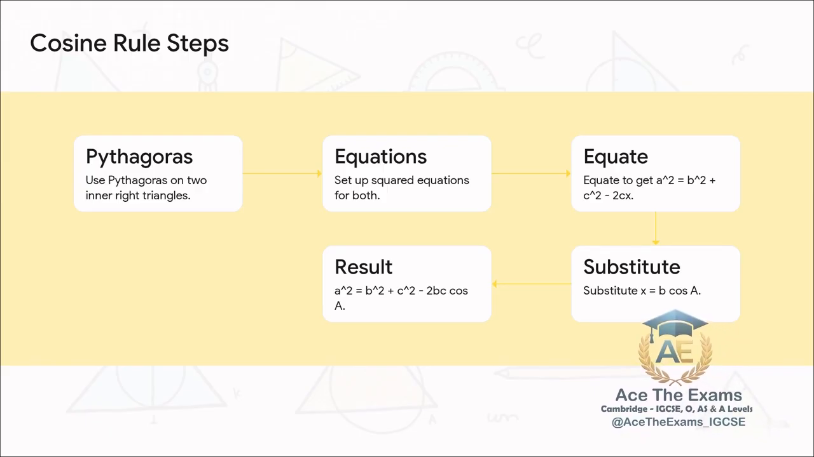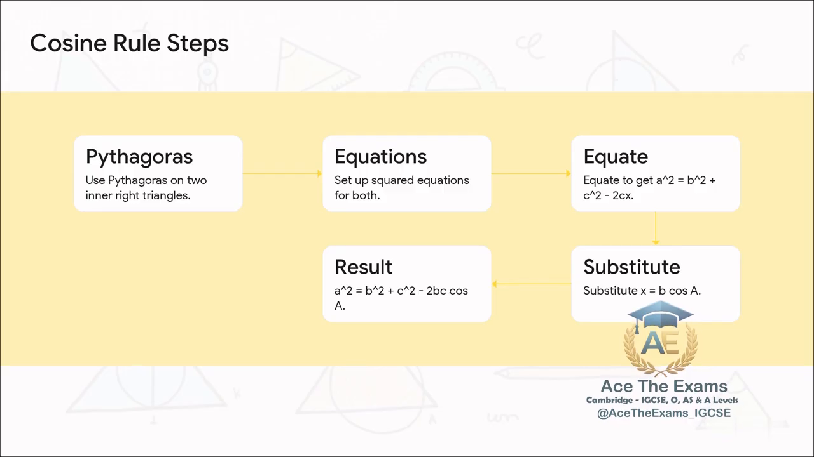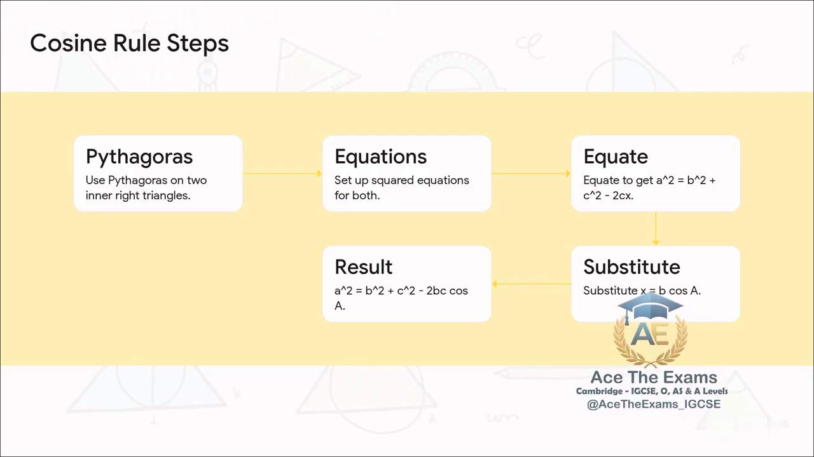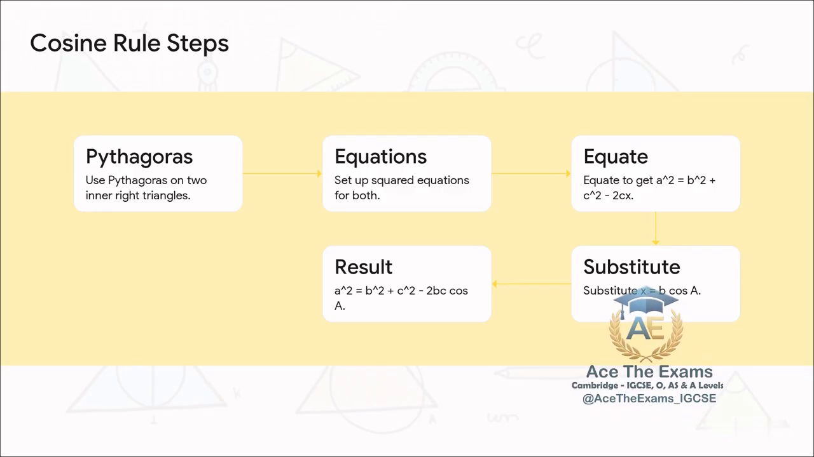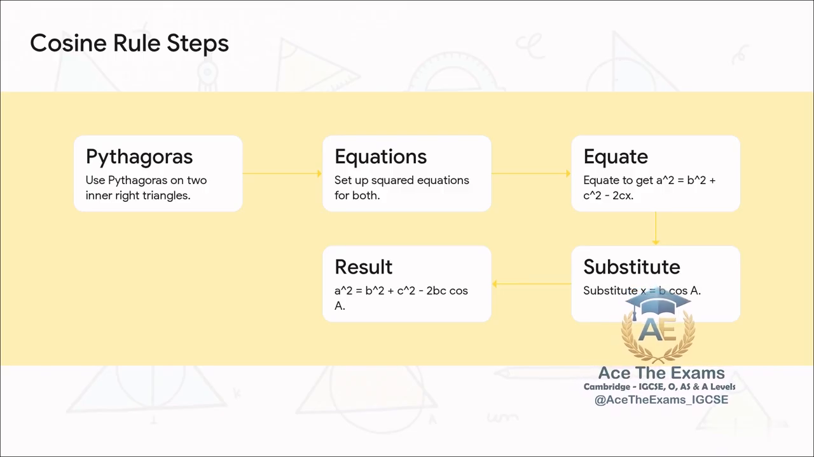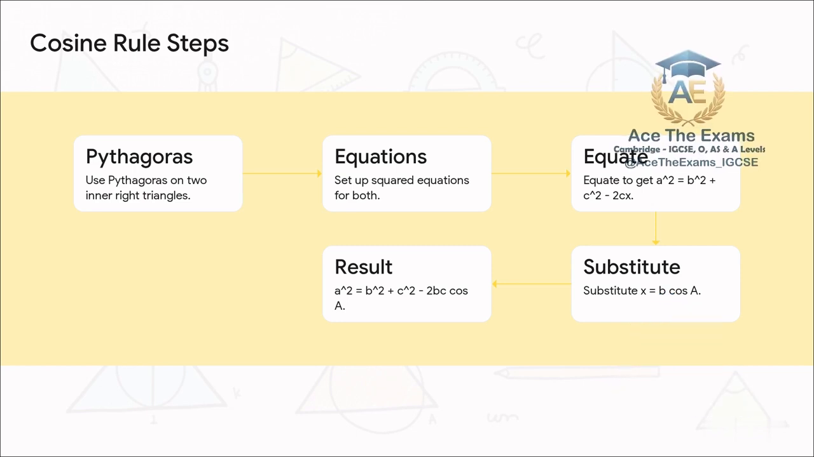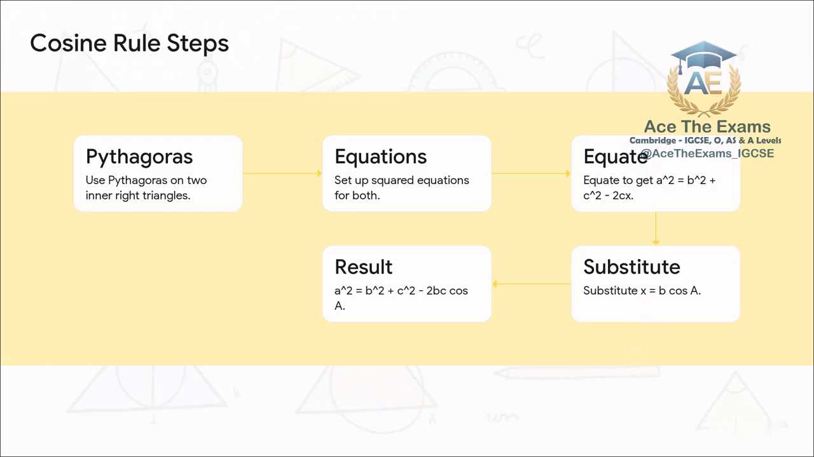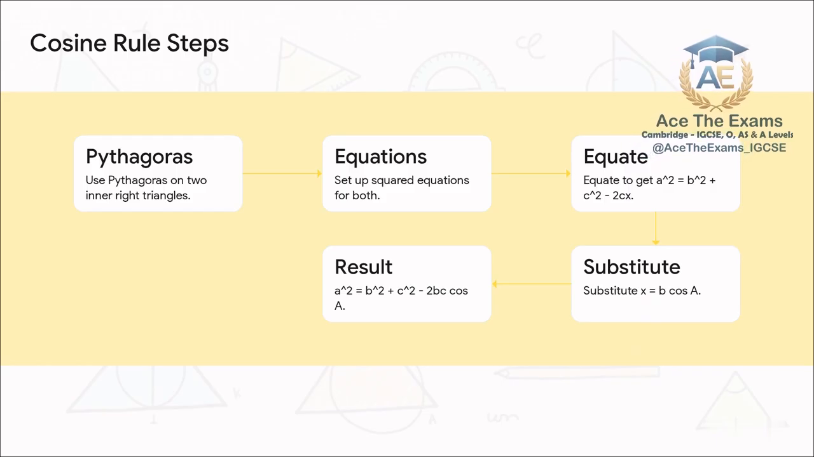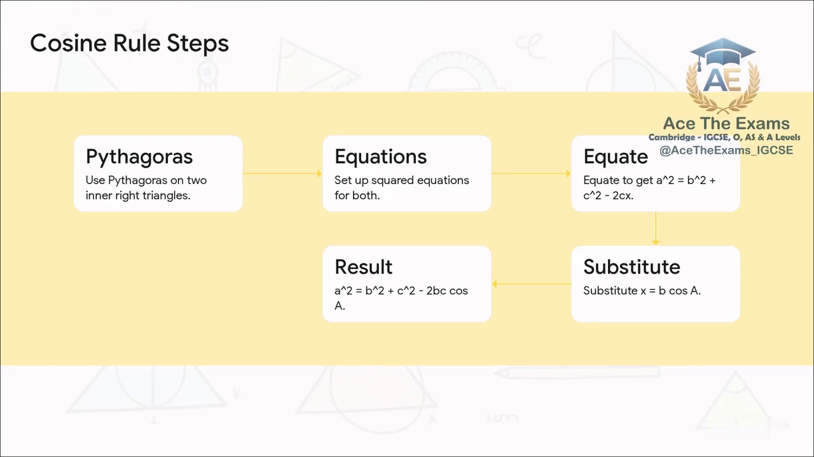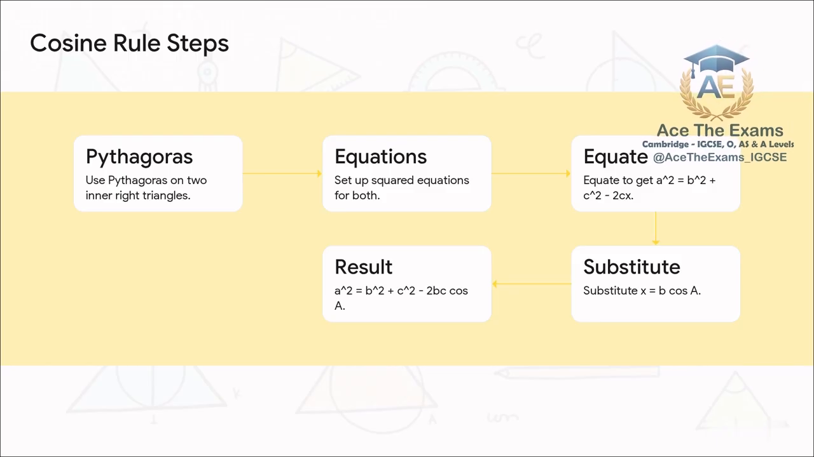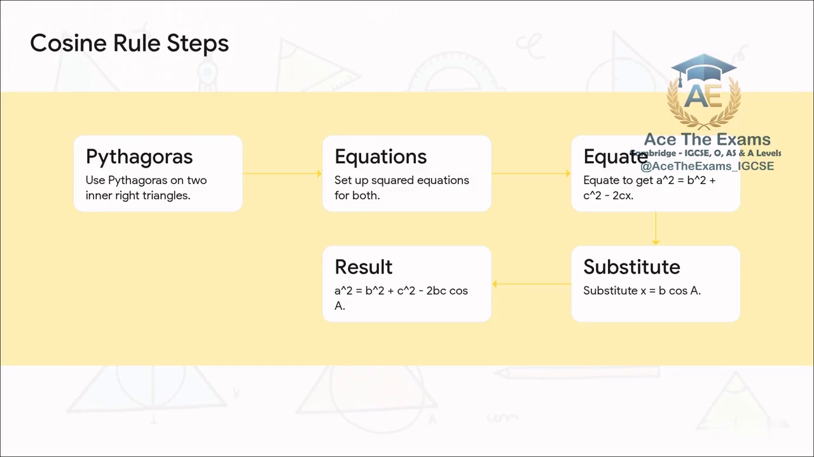We set up a squared equation for both the left inner triangle and the right inner triangle. When we equate them, again to eliminate that imaginary h-line we drew, and then we expand the brackets, we get something that starts looking really familiar. We get a squared equals b squared plus c squared, minus 2cx. Finally, we substitute that little x using basic cosine logic from the smaller triangle, which gives us the final glorious masterpiece. A squared equals b squared plus c squared minus 2bc times the cosine of angle A.